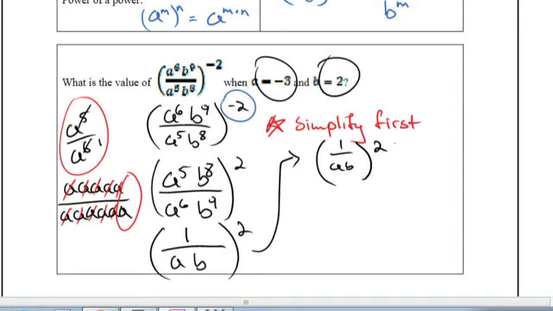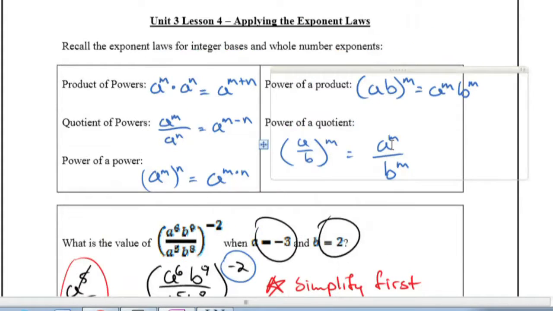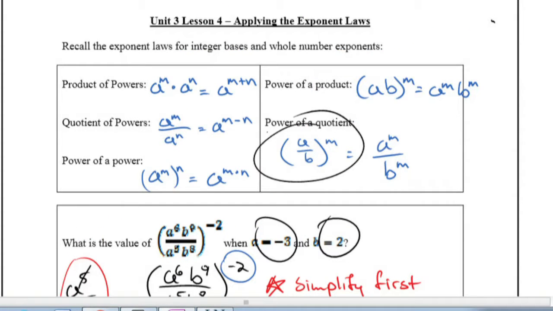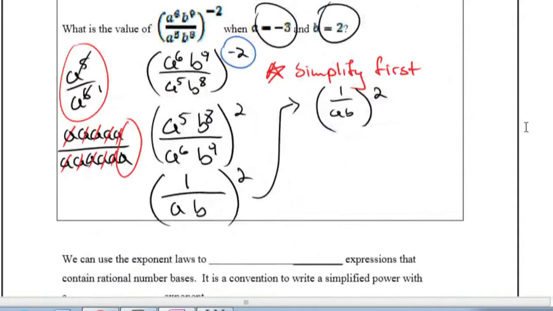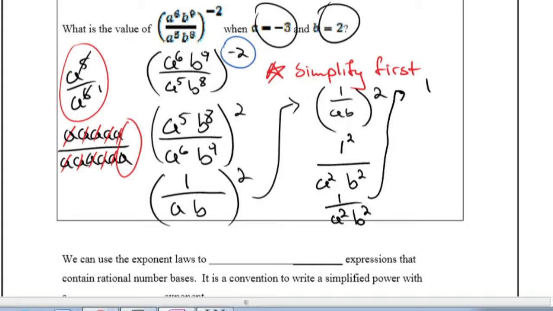Now I have this 2 on the outside, and if we look up above here, it said that if we have an exponent on the outside of our brackets, everything inside the brackets gets that exponent. So I have to give the exponent of 2 to everything. So I'm going to get 1 squared, a squared, and b squared. So 1 squared is 1, a squared is a squared, b squared is b squared. I'm just going to rewrite it again up here. 1 over a squared b squared.